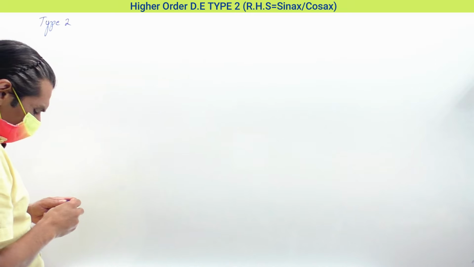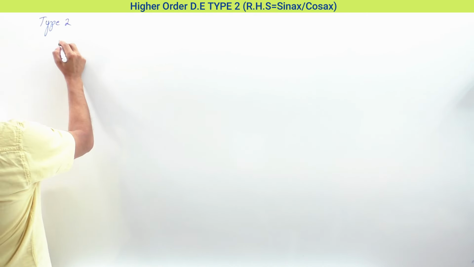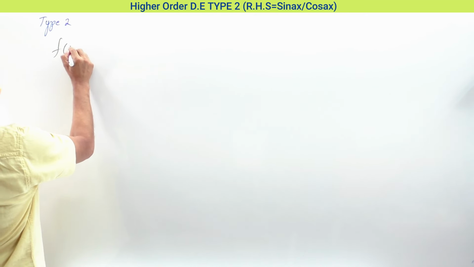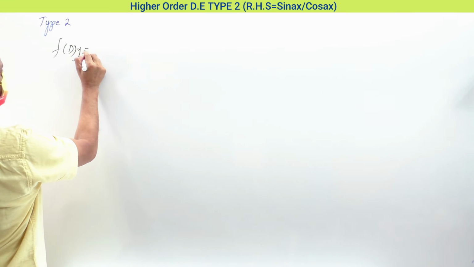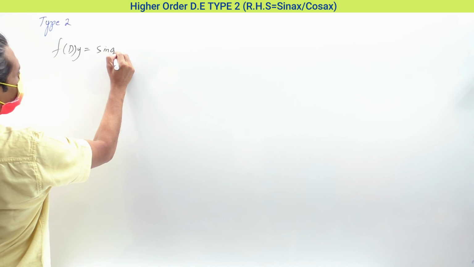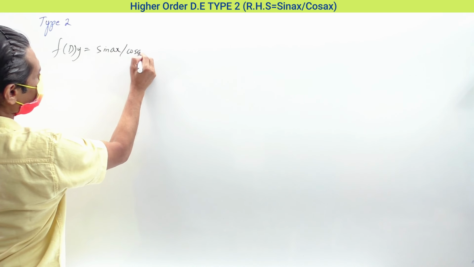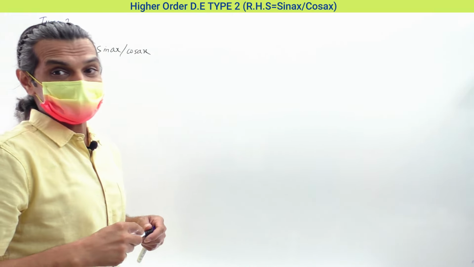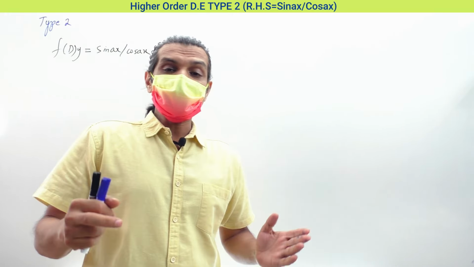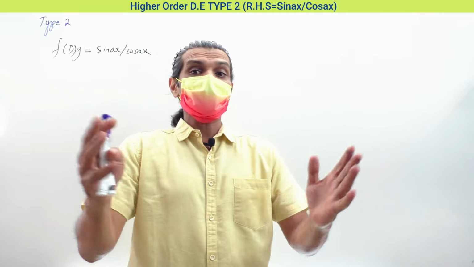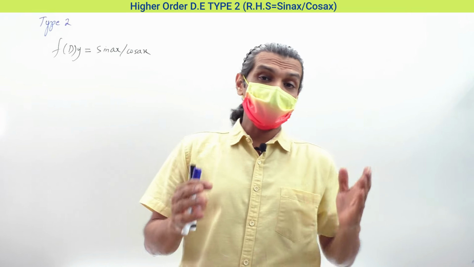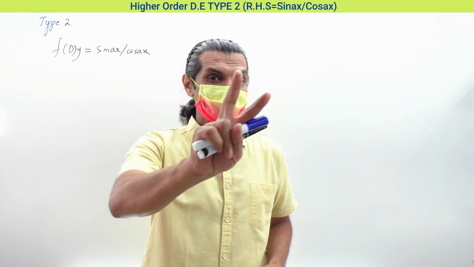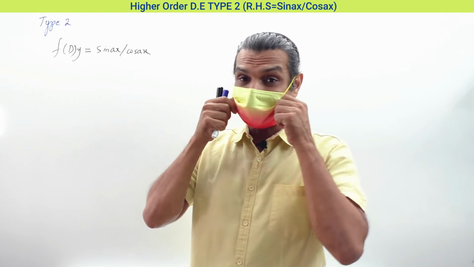See, for this type 2, we have the function f of D of y is equal to sin ax or cos ax. See carefully, it's the trigonometric form. So any question in which the right hand side is trigonometric form, sin or cos, it's always type number 2. Remember, only sin and cos.